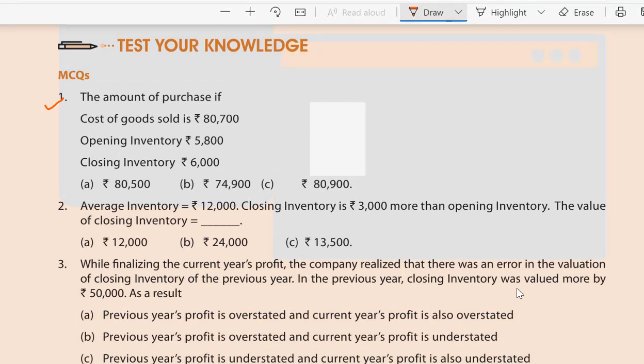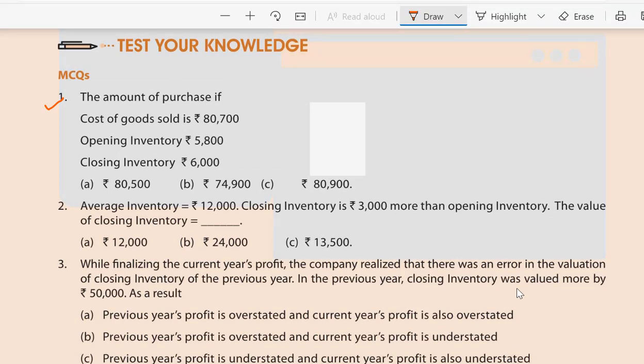Question number 1. The amount of purchase if cost of goods sold is 80,700, opening inventory is 5,800, closing inventory is 6,000. A 80,500, B 74,900 and C 80,900. We need to calculate the amount of purchase.